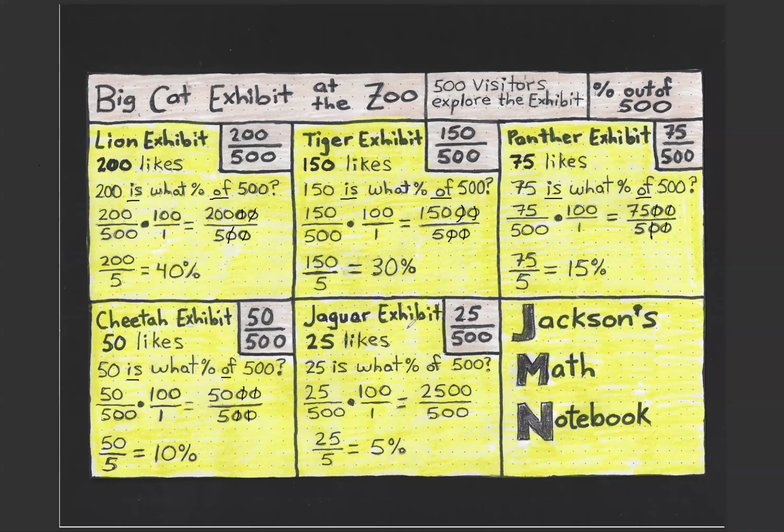And let's move on to the jaguar exhibit, in which this exhibit received 25 likes. And keeping our question in mind, 25 is what percent of 500? Is over of. 25 divided by 500. And we can multiply by 100 again. 25 times 100 will give us 2,500. And moving the denominator across, now we have 2,500 divided by 500, taking away those zeros at the end. And now we have 25 divided by 5, which will give us 5%.